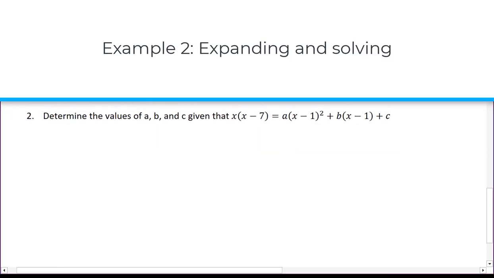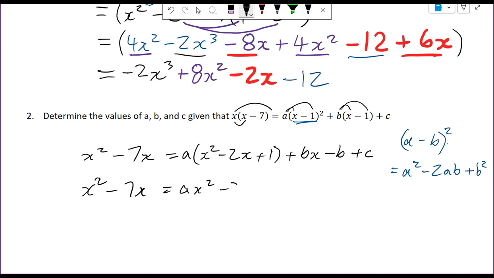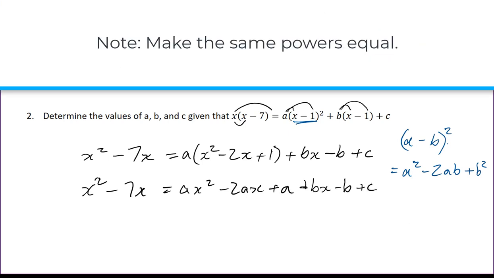Might have a go at this one to finish. So let's expand brackets. X times x. X times minus 7 equals a times x. Oh, we've got, okay, that's not that simple. Let's do the brackets first. X squared minus 2x plus 1. If we just use the squareds, therefore a equals 1.